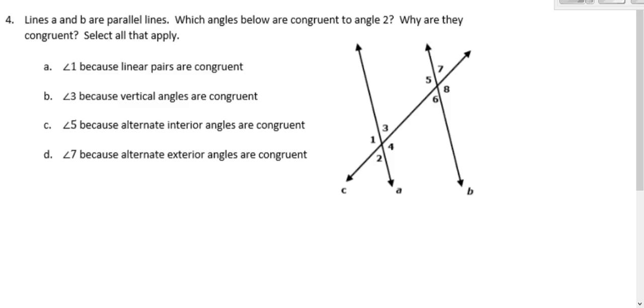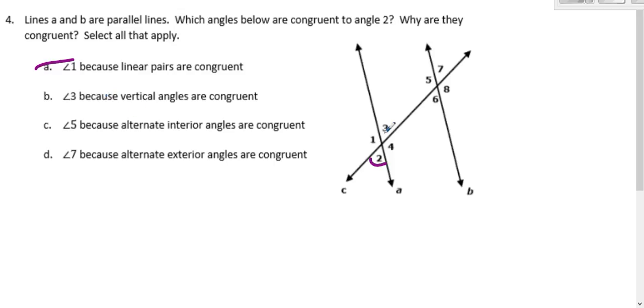So we've got two parallel lines, A and B. Which angles are congruent to angle 2? So angle 2 is right here. Is angle 1 congruent? No. They are linear paired, but they're not congruent, so that's not true.